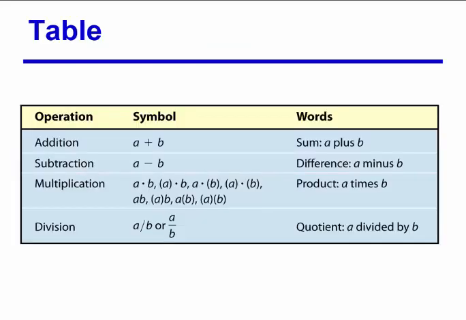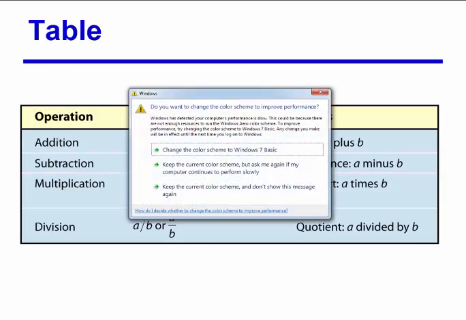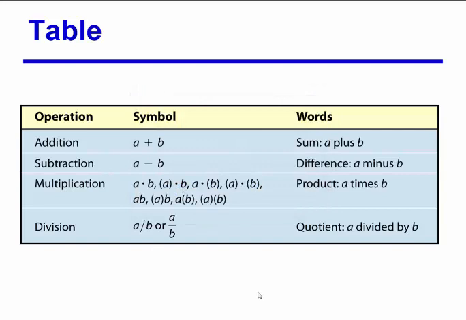Here's another table, some more review. So the operation addition is A plus B. I don't know why this keeps popping up, sorry. Subtraction is A minus B, the difference. Multiplication, so different ways to use symbols that define multiplication. If you notice in the multiplication one, we don't use X to denote multiplication. And in division, it can be a slash or the fraction bar.